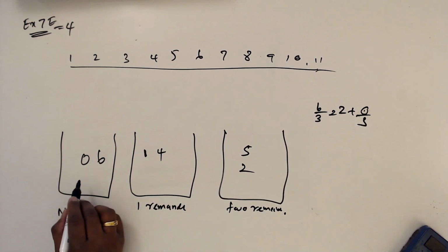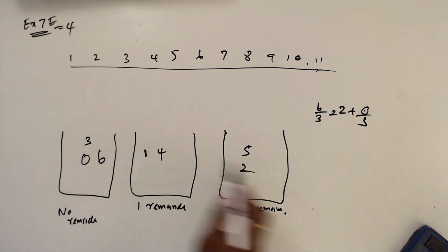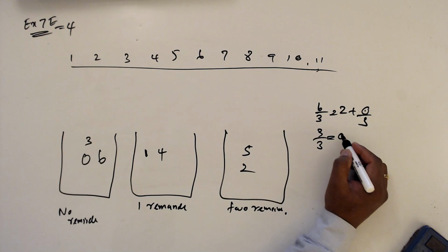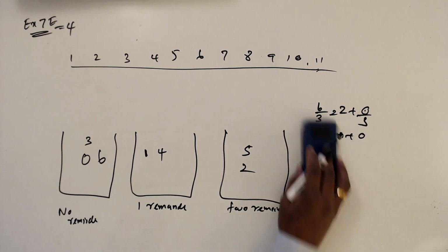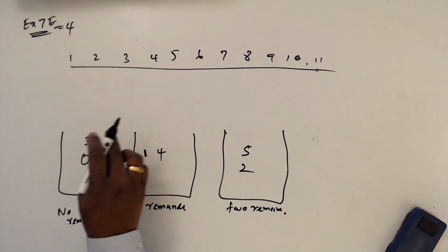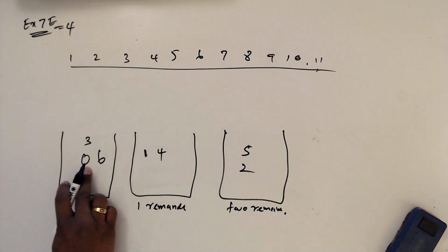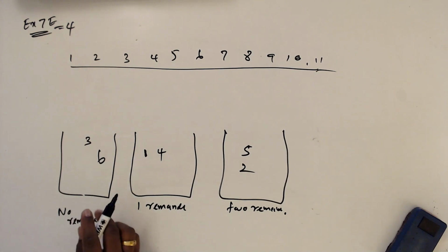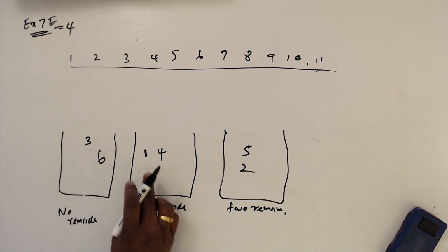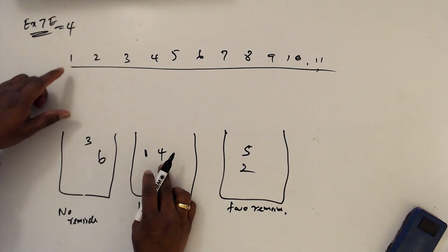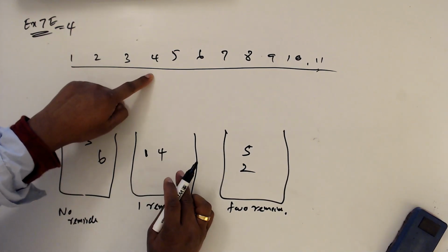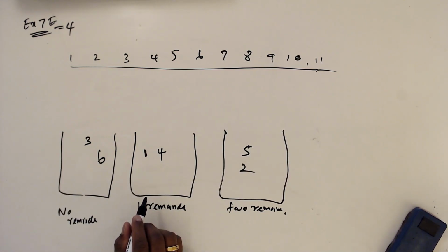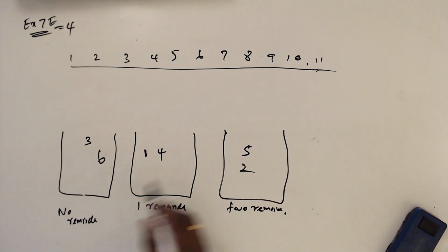So 3 also goes here. I think I didn't put it because 3 divided by 3 gives 1 and no remainder, right? So this is no remainder. So 3, 6, and so on. Likewise, all the number line.